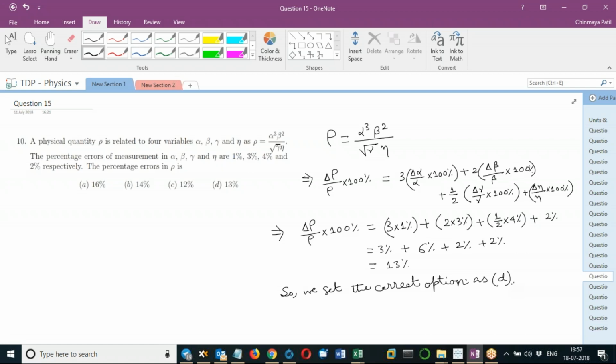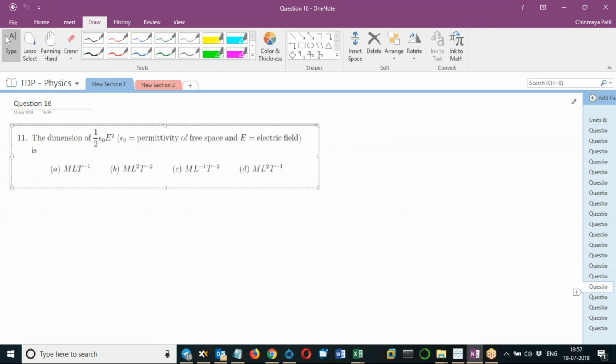Okay. Now let's go to the next question, which is question number 11. The dimension of 1 by 2 into epsilon 0 into E square is what? Those who are in first PU or class 11 may not be able to understand by looking at this expression. So, what is epsilon 0? Epsilon 0 is called the permittivity of free space. It is also known as electric constant or vacuum permittivity or distributed capacitance of the vacuum.